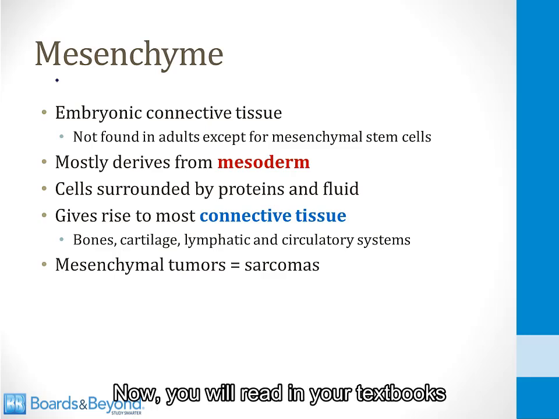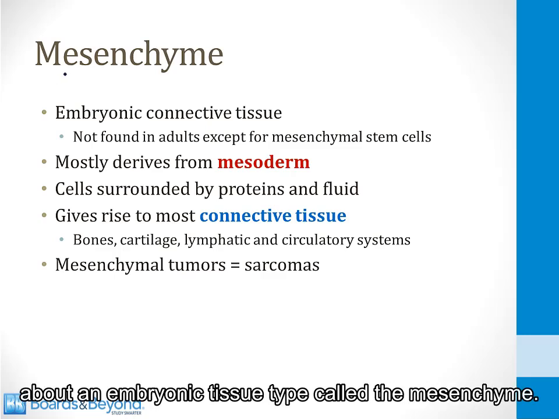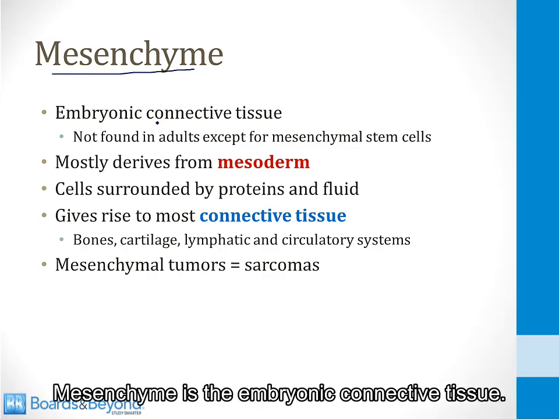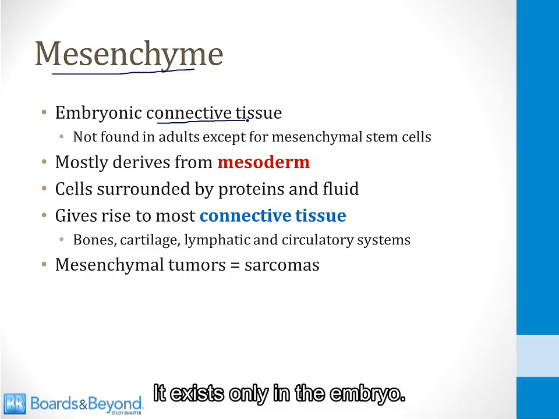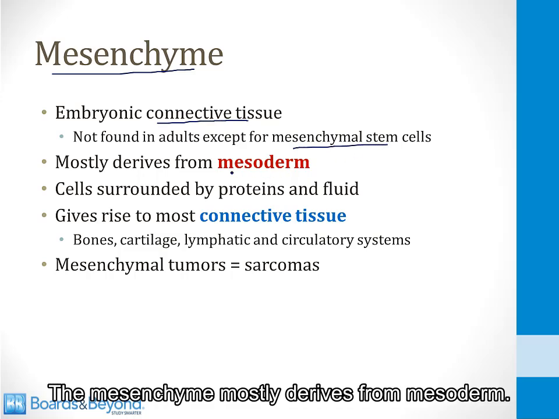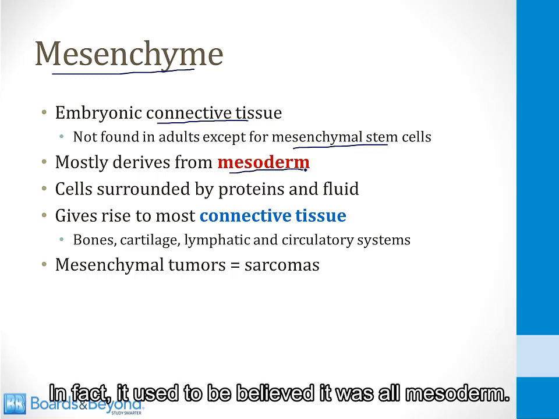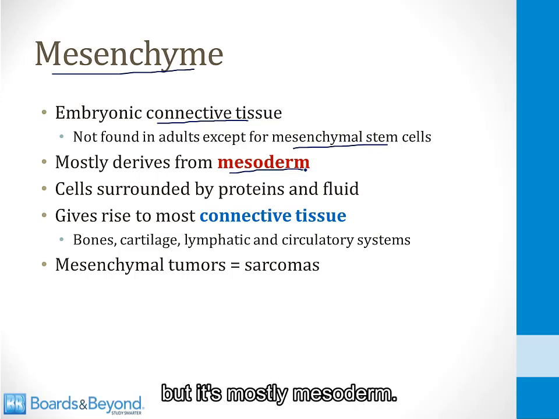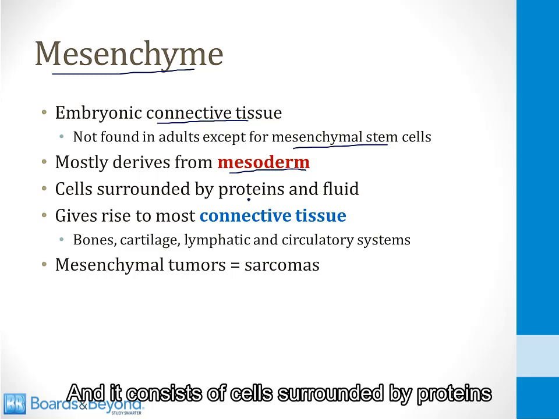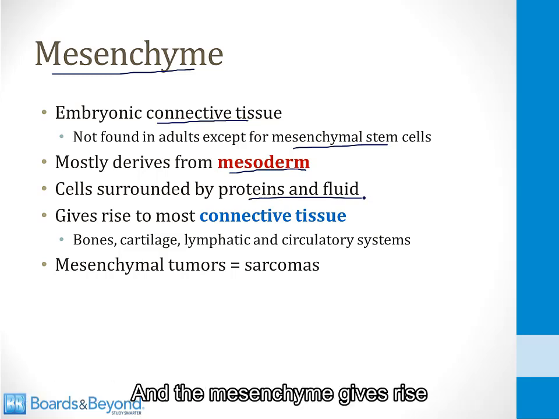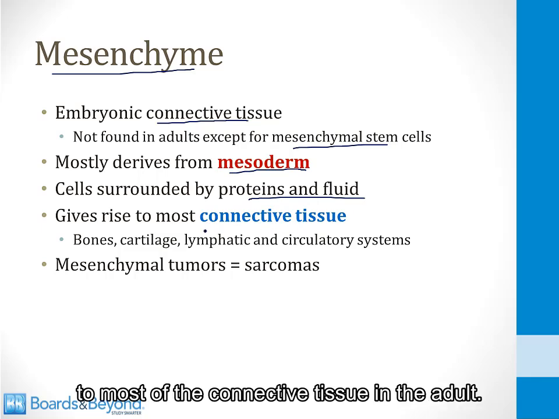Now you will read in your textbooks about an embryonic tissue type called the mesenchyme, so let's talk about what that is. Mesenchyme is the embryonic connective tissue. It exists only in the embryo. It is not found in adults except for mesenchymal stem cells. The mesenchyme mostly derives from mesoderm. In fact, it used to be believed it was all mesoderm. There are some exceptions to this general rule, but it's mostly mesoderm, and it consists of cells surrounded by proteins and fluid that serves as connective tissue in the embryo. And the mesenchyme gives rise to most of the connective tissue in the adult.